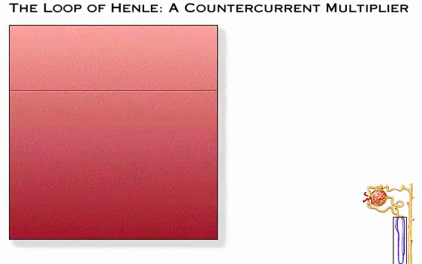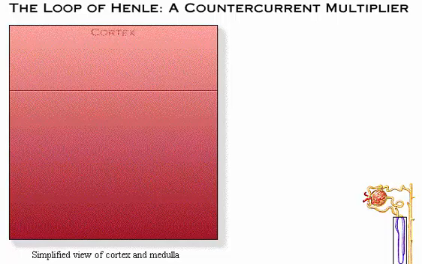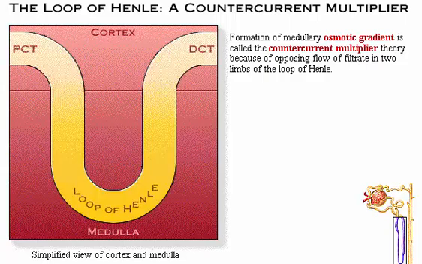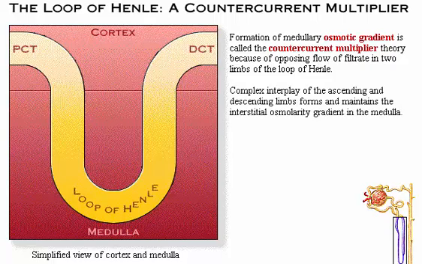The complex interplay of the ascending and descending limbs forms and maintains an interstitial osmolarity with a gradient from approximately 1200 milliosmoles near the bottom of the loop to the normal 300 milliosmoles near the cortex. The gradient formed by this activity is essential for the concentration of urine.